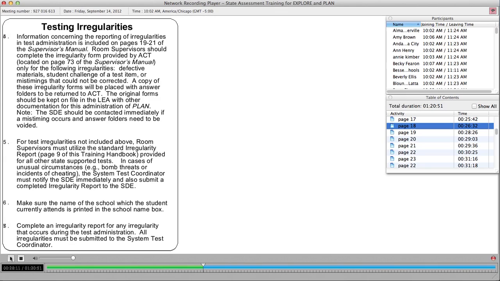Make sure that the name of the school which the student currently attends is printed in the school name box, and complete an irregularity report for any irregularity that occurs during the test administration.